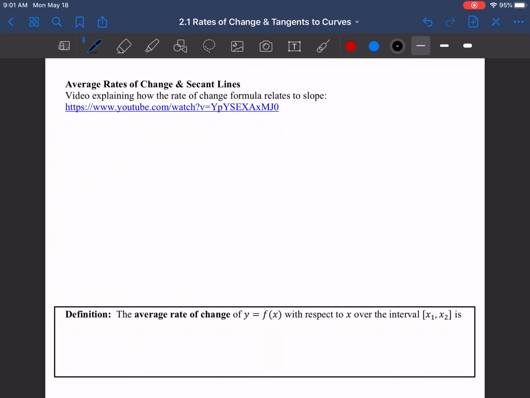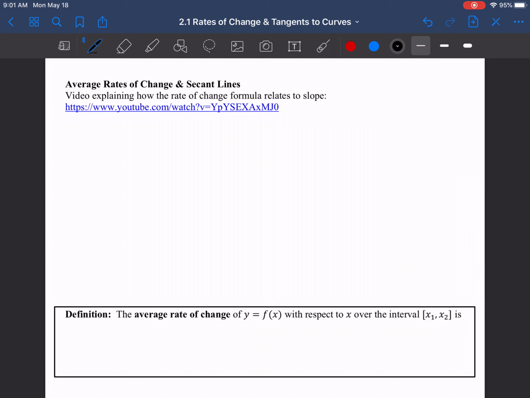All right, so we're going to go ahead and finish up section 2.1 here. So average rate of change and secant lines. First off, take a look at this video that's here for you. Copy and paste it or type it in and go take a look at that for talking about the rate of change formula and how it relates to slope.